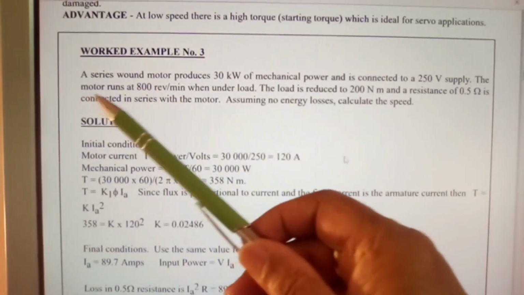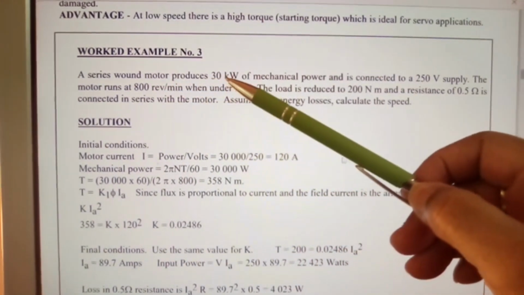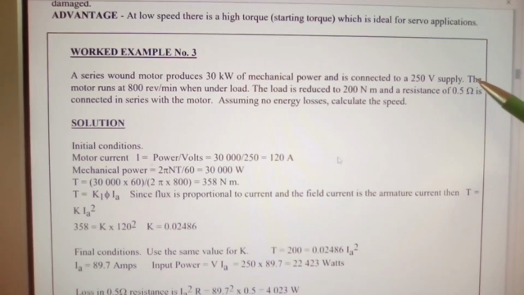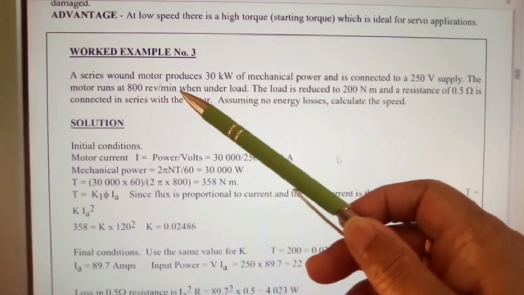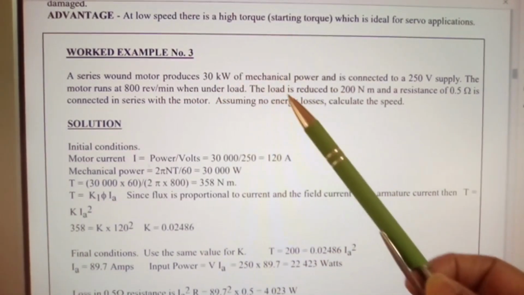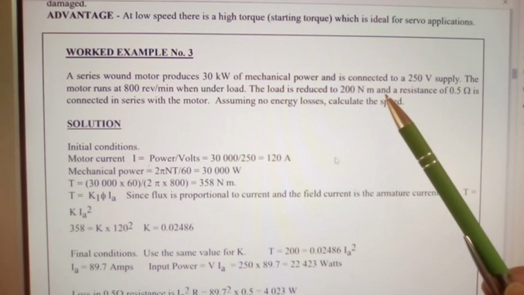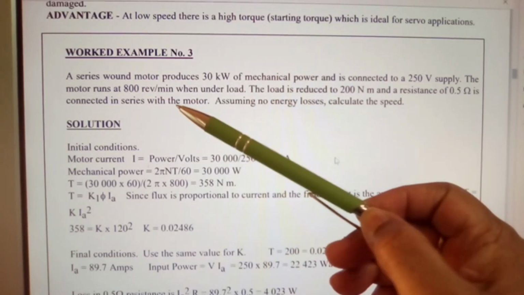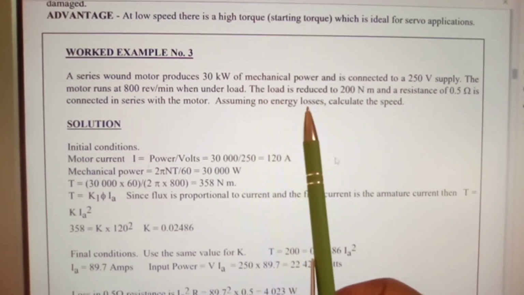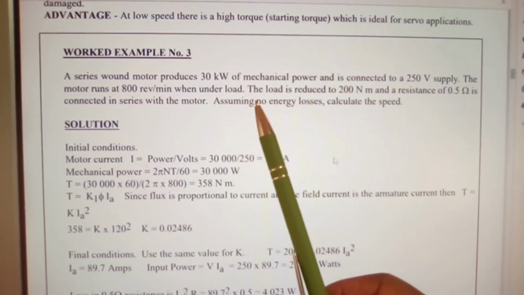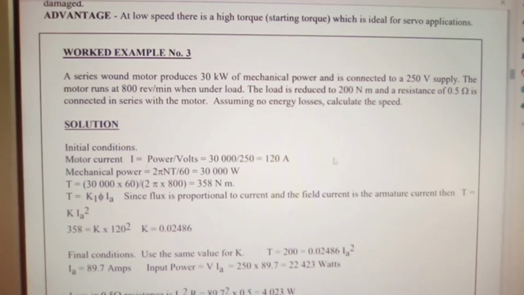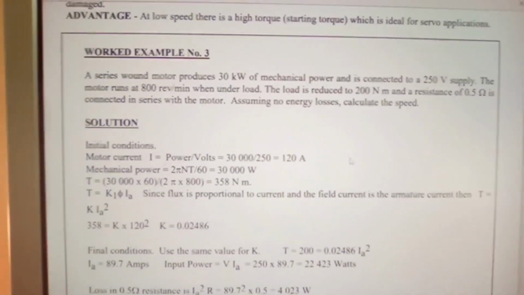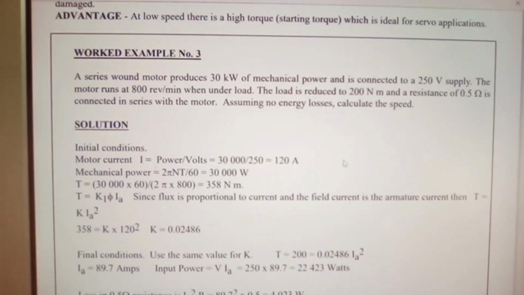Work example number 3. A series wound motor produces 30 kilowatts of mechanical power and is connected to a 250 volt supply. The motor runs at 800 revs per minute when on the load. The load is reduced to 200 Newton meters and a resistance of 0.5 ohms is connected in series with the motor. Assuming no energy losses, calculate the speed. Now we're assuming no energy losses, but you will always have energy losses in any motor. The idea here is to make the motor more efficient and ensure that it maintains its efficiency.